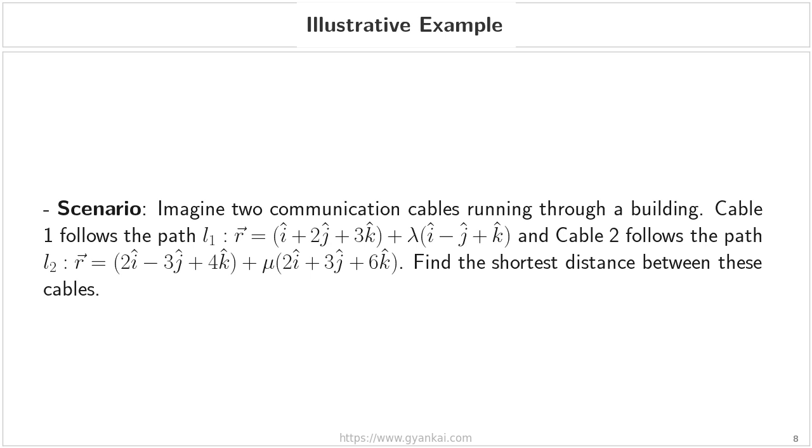The path of cable 1 is given by the vector equation r equals i plus 2j plus 3k plus lambda times the quantity i minus j plus k. The path of cable 2 is represented by the vector equation r equals 2i minus 3j plus 4k plus mu times the quantity 2i plus 3j plus 6k. Our objective is to apply the systematic steps we just discussed to calculate the exact shortest distance between these 2 cables. Let's move on to the next slide to begin our step-by-step solution.